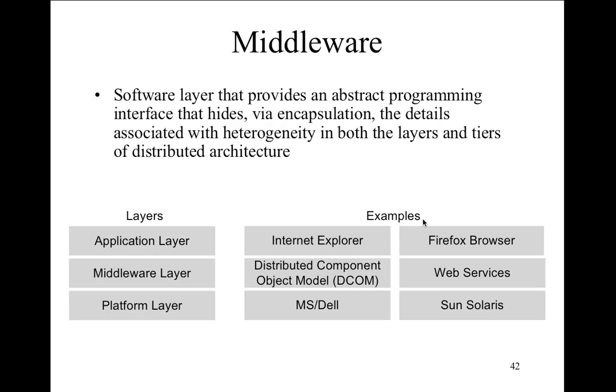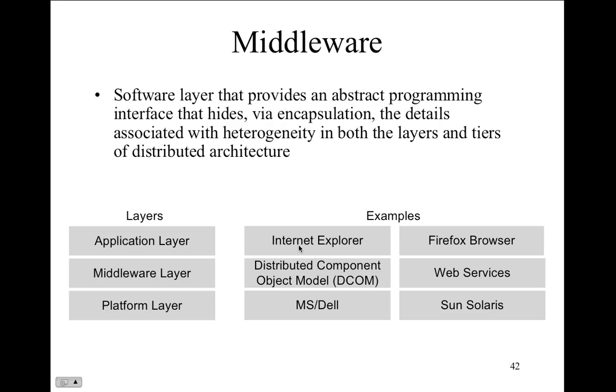So it's a software layer, usually software. In fact, 99.9 percent, I don't know of any hardware middleware applications out there. They're all software oriented. And it's an abstract programming interface, usually with an API, that hides via encapsulation all of the details associated with the heterogeneity in both the layers and the tiers. I like the word transparent, makes things transparent. So that's today's word, transparent. So middleware makes things transparent.